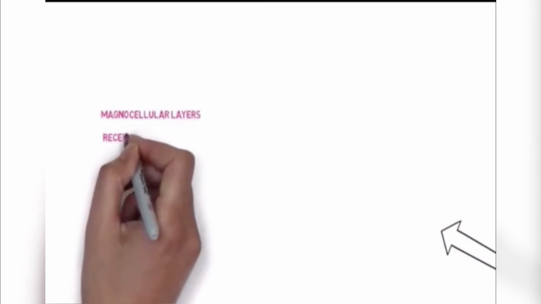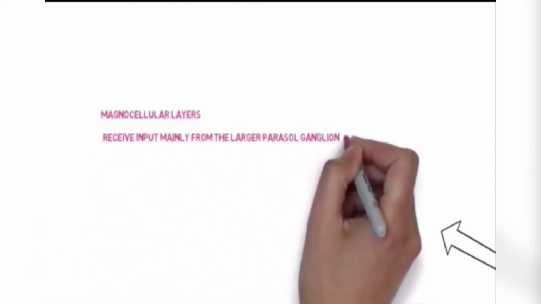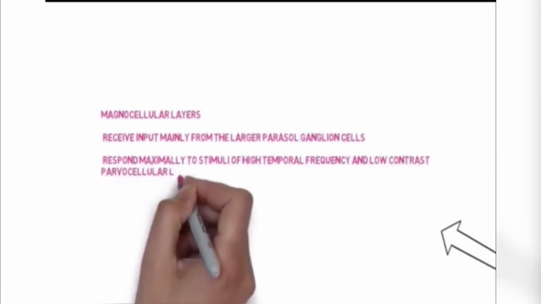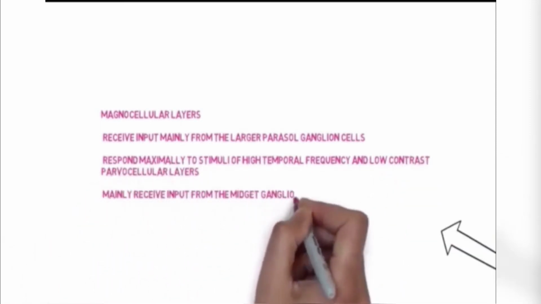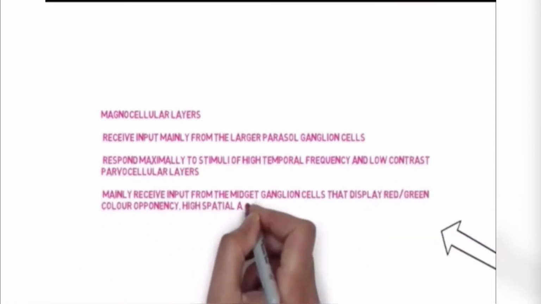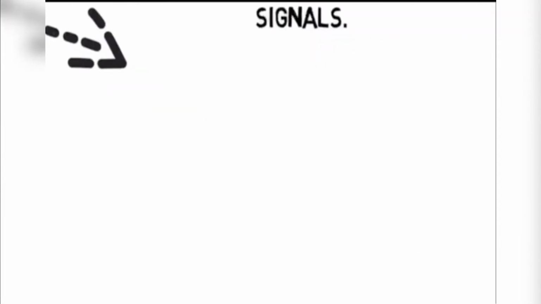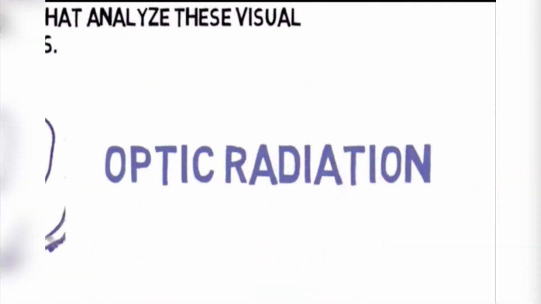Magnocellular layers receive input mainly from the larger parasol ganglion cells and respond maximally to stimulation of high temporal frequency and low contrast. Parvocellular layers mainly receive input from midget ganglion cells that display red-green color opponency and high spatial acuity. Next part of the visual pathway is the optic radiation.